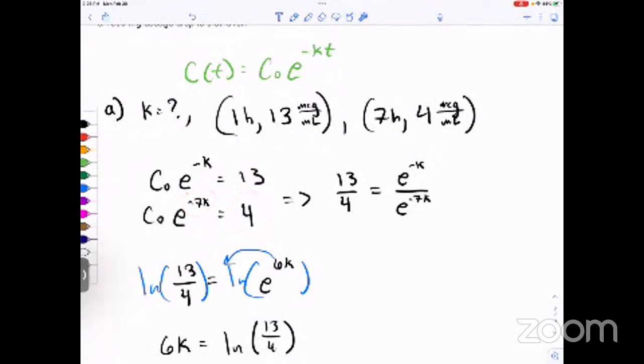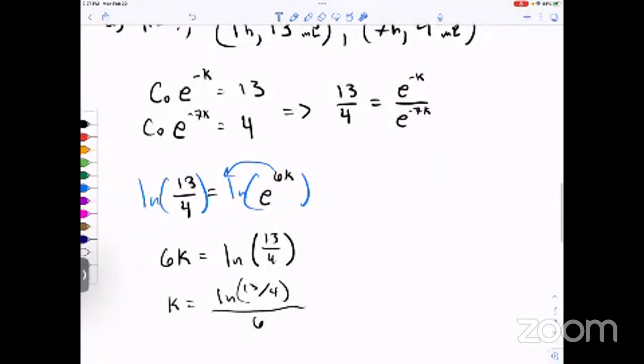That canceled out our c naughts, and we had e to the negative k divided by e to the negative 7k. So then when you divide these exponents like that, you subtract. You're gonna say this guy minus this guy. So when we do this guy minus this guy, the second guy becomes double negative. So then it becomes 7 minus 1, which is 6. All right, 6k. Take the log of both sides. You get 6k equals the log of this. Divide both sides by 6. It should be this.